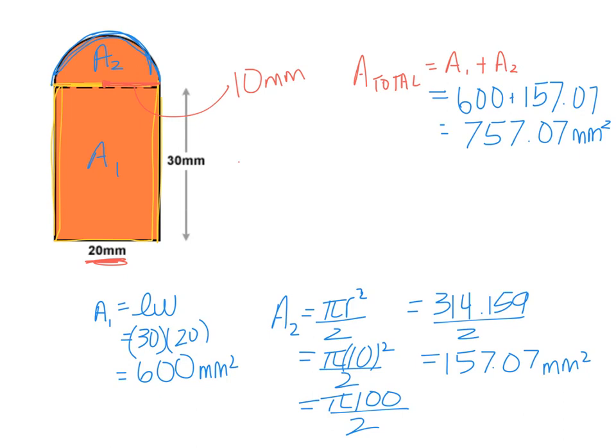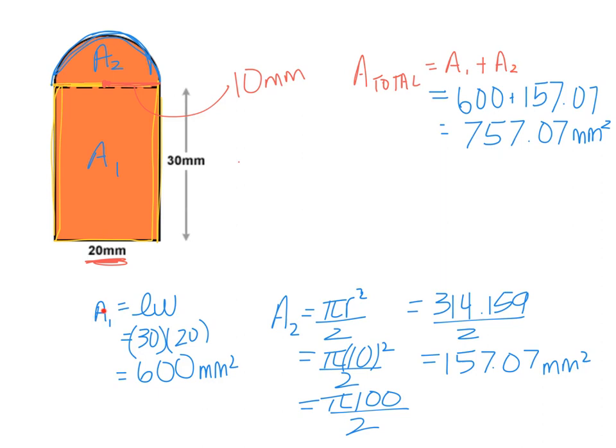I recognized that I have a rectangle, and I recognize that I have a semicircle. I then labeled my shapes A1, A2. I then made a total area equation: area total equals A1 plus A2.